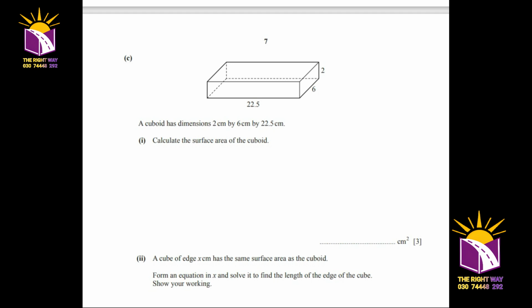Part C. A cuboid has dimensions 6, 2 and 22.5. Calculate the surface area. It has 6 surfaces, and I know the formula for the surface area, which is 2 times length into width plus width into height plus length into height. Now taking these as length, width and height.